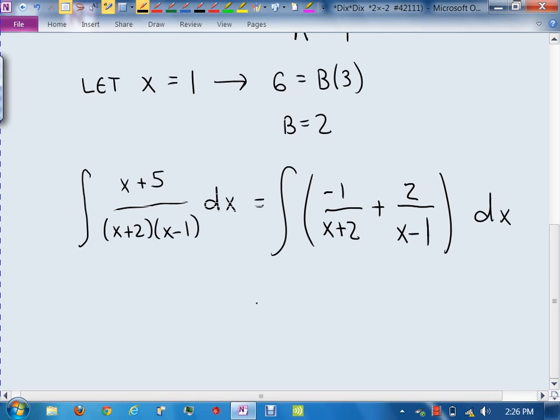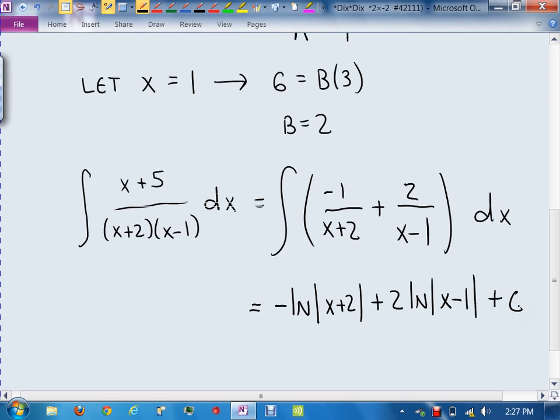And can you integrate both of those? There's two separate ones, right? So you do each one. The -1 I'm going to pull out. Natural log of x plus 2, plus, I pull the 2 out, natural log of x minus 1, plus c. Is everyone okay with me going from this to this without any work? I'm just basically using the formula going backwards?